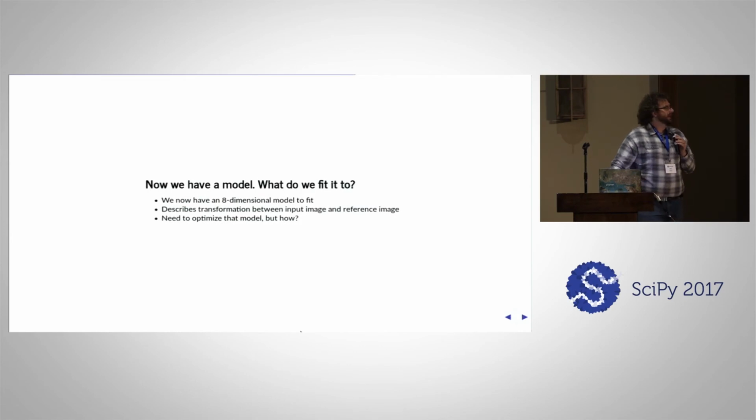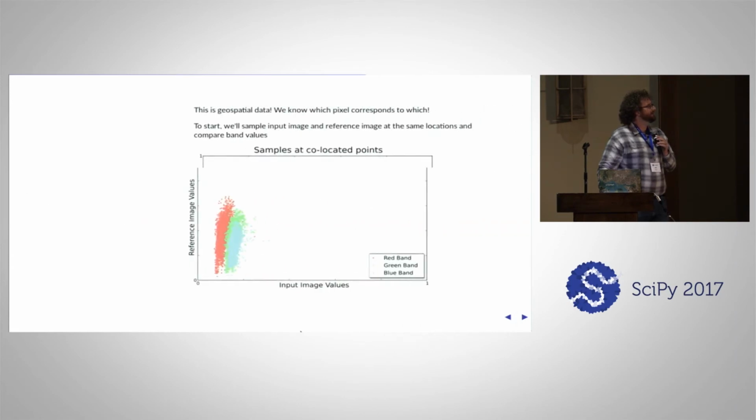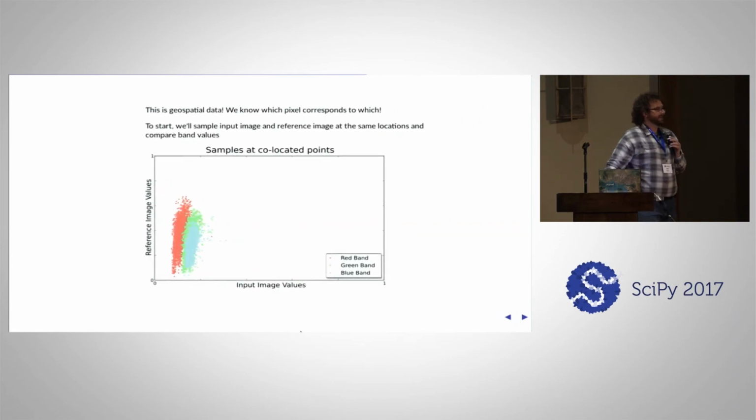All right, so we have a model. We have 8 parameters here, 2 for the master curve, 2 for each of the band curves. What are we going to fit it to? Keep in mind, this is geospatial data. We can take a point in the input and get the exact same point in the output. So the basic idea is that we're going to co-sample the reference image and the input, and then just get a scatter plot. That's more or less what we're fitting to, but there's some wrinkles in this.